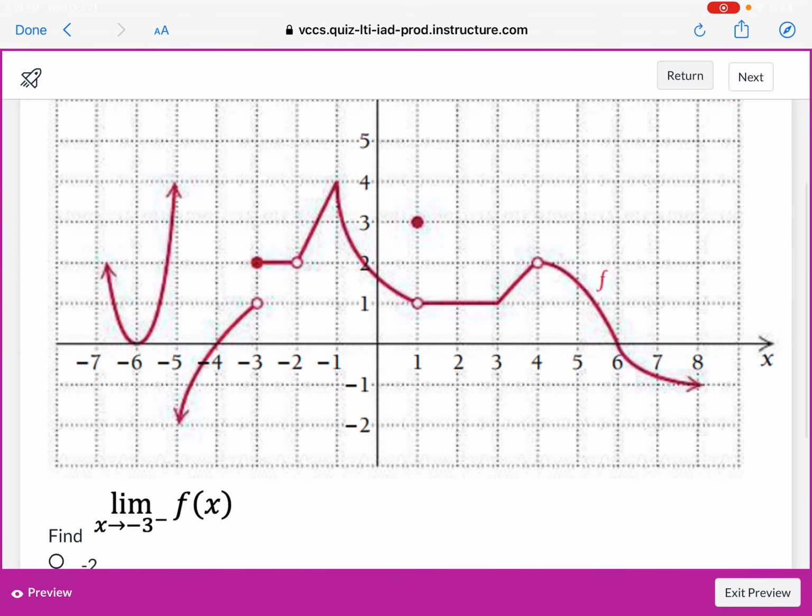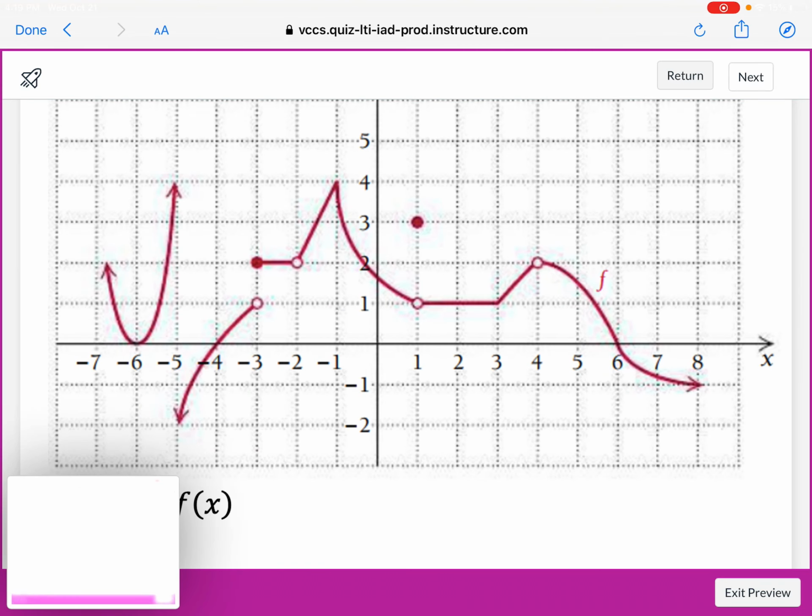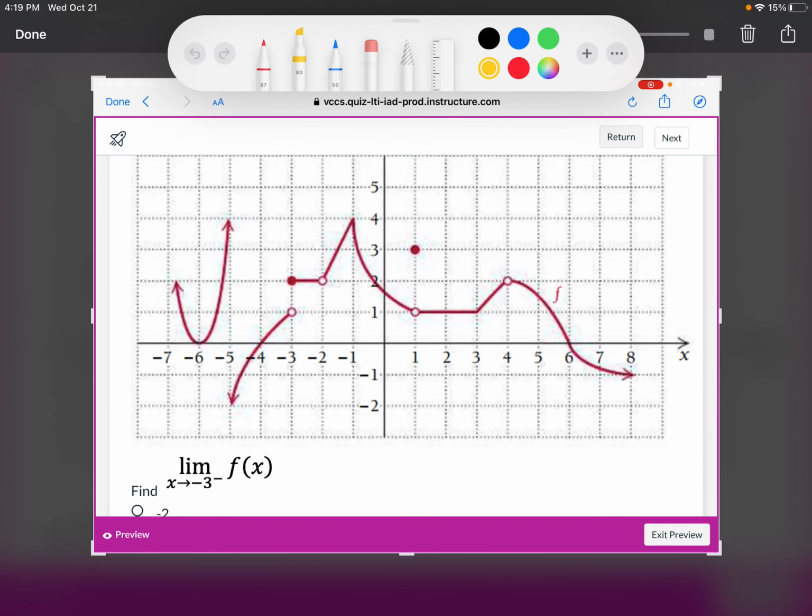All right, what about this one? Approach -3 from the left. Okay, they're saying approach -3 from the left. -3 from the left. And guys, -3 is right here. So from the left of this graph, I'm going to try to go to -3.